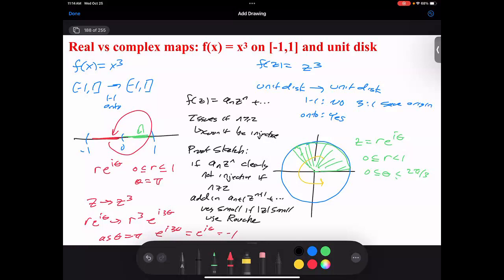And then you can just go from that to, if I don't have a pure z^n, if I have other stuff after that, that other stuff becomes so small if z is very close that I can use Rouché's theorem to say that they're close, and therefore they must have the same number of zeros.